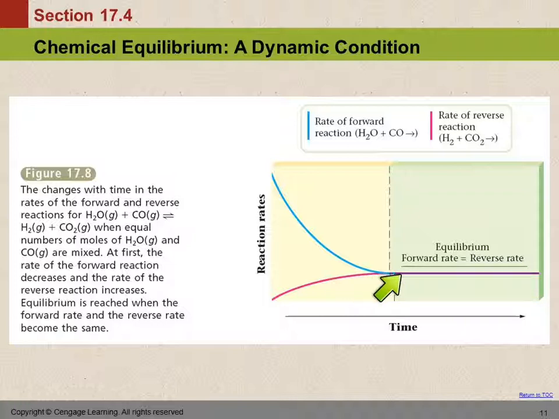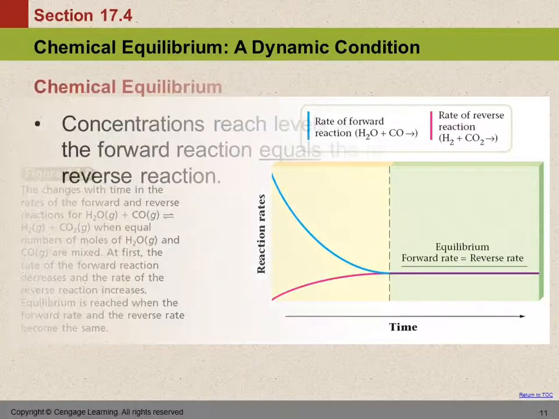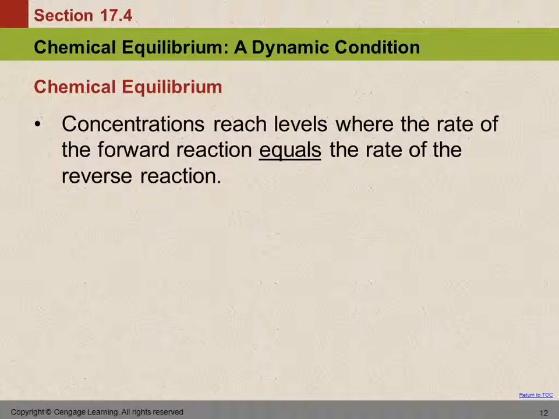And at that point, they will remain in equilibrium unless something disturbs them. Because the concentrations of reactants and products will be the same, the rates of the forward and reverse reactions will be the same. There's a lot of stuff going on, but the net effect is nothing, no change. So in a chemical equilibrium, concentrations reach levels where the rate of the forward reaction is equal to the rate of the reverse reaction.